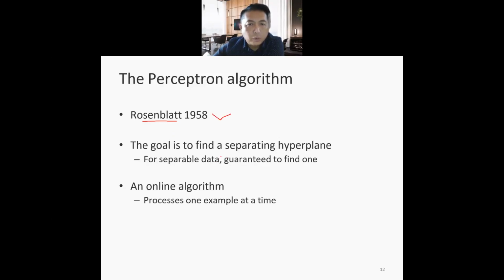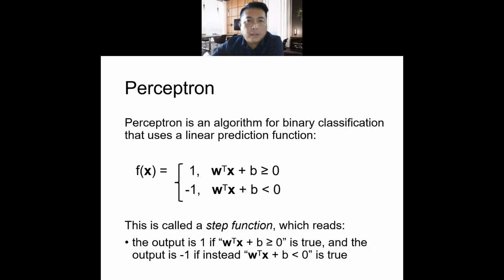The goal is to find a separating hyperplane that will divide the two classes, and this is an online algorithm in which it takes the samples one at a time. The perceptron is an algorithm for binary classification, so for two classes only.